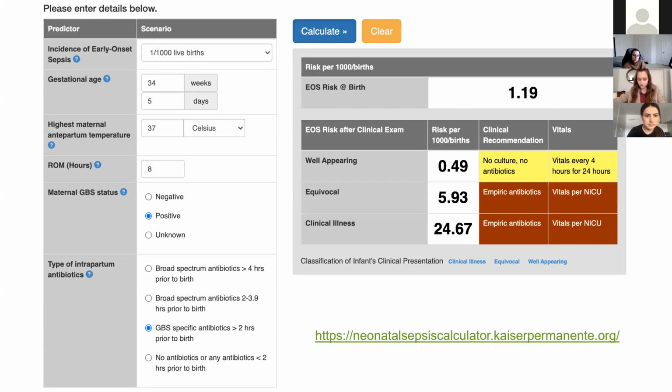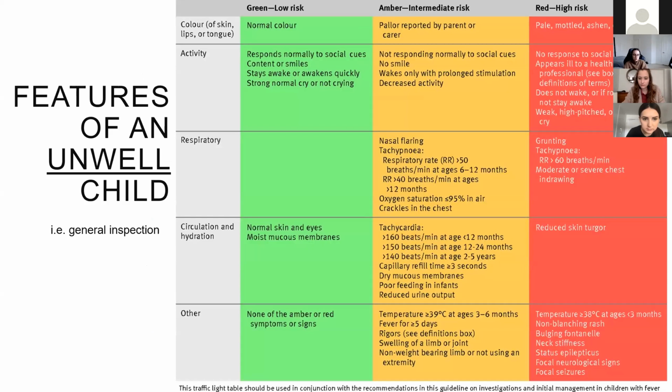So this is a cool little tool to play around with and just see what the different factors affect the result. But that's what they use on the wards to determine the baby's risk and their management. So I've just included this again as a reminder of features of an unwell child.